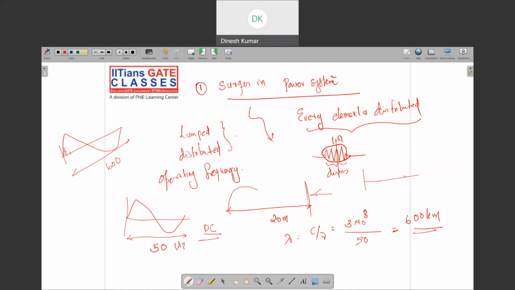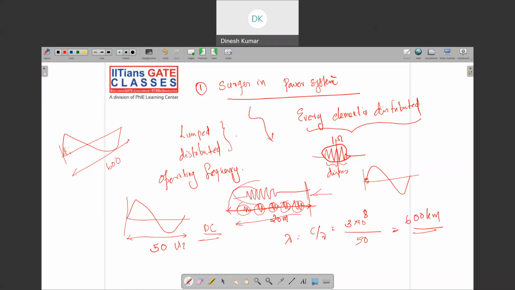I will give you one example. If it is a sine wave, 20 meters is a very small part of the wavelength. The voltage along that particular line won't differ much. So we can consider this as lumped. Assume there is resistance here: the current flowing through all of it is the same, so we can add all the resistances and make a single resistance.